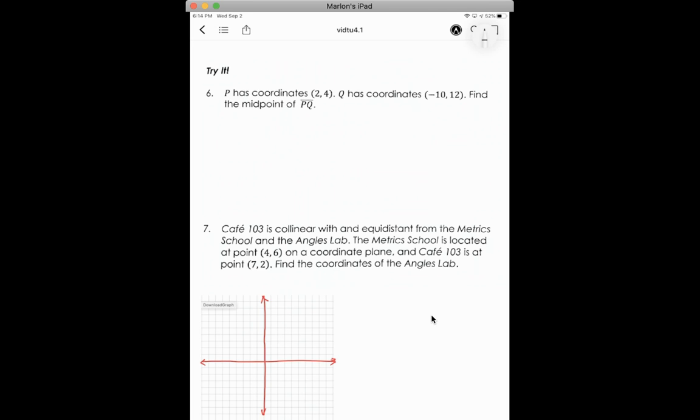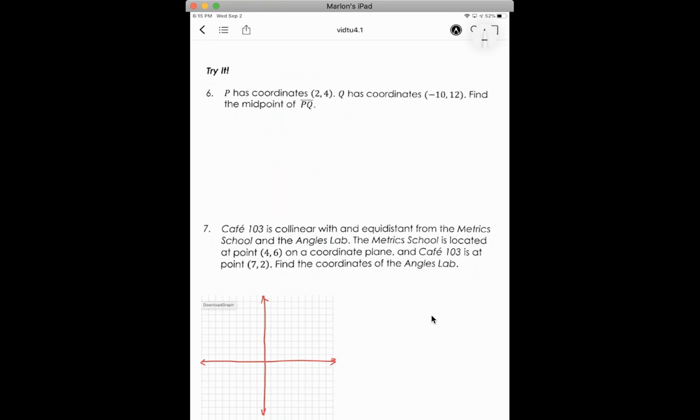So this is part 2 of our solving midpoints video tutorials. So let's try to answer a couple of problems over here. So the first problem you have: point P has coordinates 2 and 4 and Q has coordinates -10 and 12. Find the midpoint of PQ.